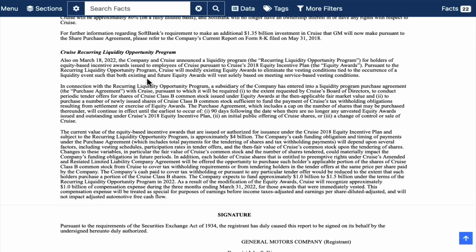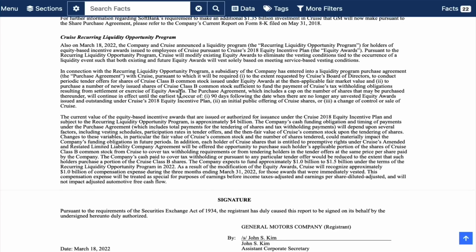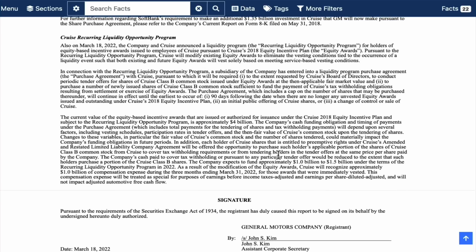And if the market is not going to absorb the compensation expense, because that's typically what happens, you issue options, and options increase in value, but it's the market that absorbs that expense. It's not the company. Well, now the company is going to have to absorb the expense because they're agreeing to buy it back. So if we go to this last line here: As a result of the modification of the equity awards, Cruise will recognize approximately $1 billion of compensation expense during the 3 months ended March 31st, 2022, for those awards that were immediately vested.